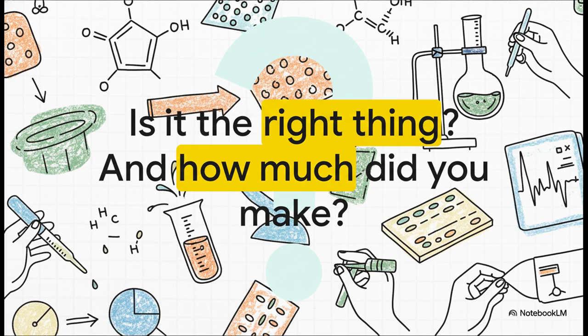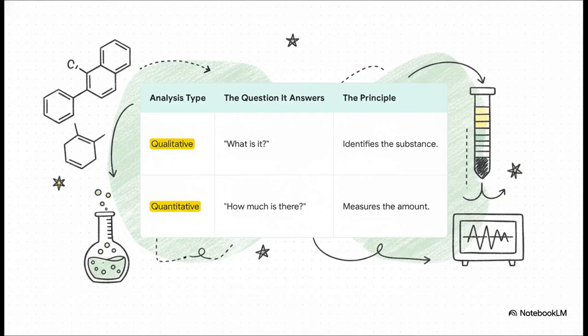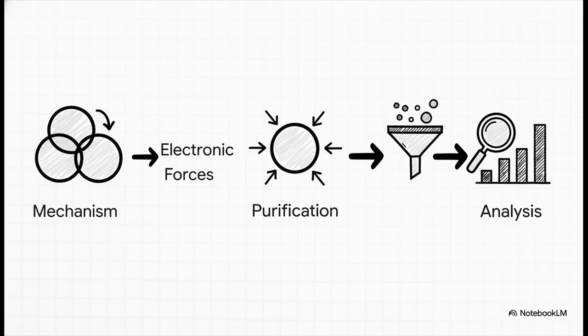Number 1, is this the right thing? Did I actually make what I thought I was making? And number 2, how much of it did I get? And this table lays it out perfectly. The first question, what is it? That's called qualitative analysis. You're figuring out the quality or the identity of the substance. You're confirming its structure. The second question, how much is there? That's quantitative analysis. You're measuring the quantity or the amount you made. And here's the kicker, you absolutely need both to be able to stand back and say, yep, this experiment was a success.